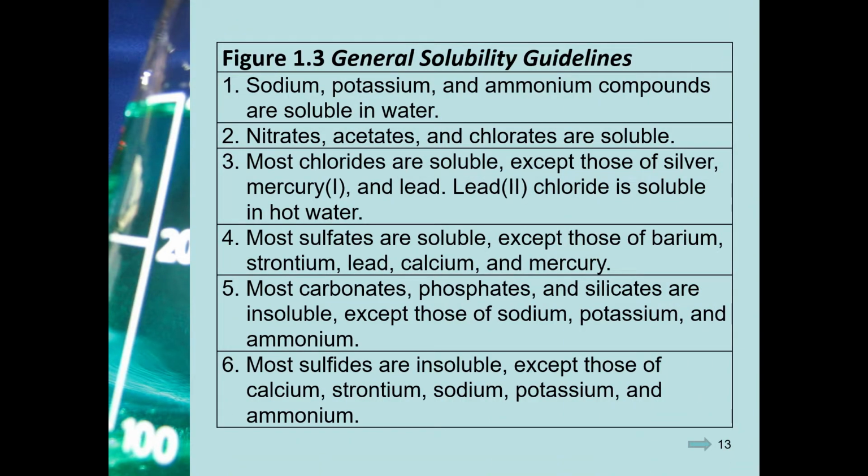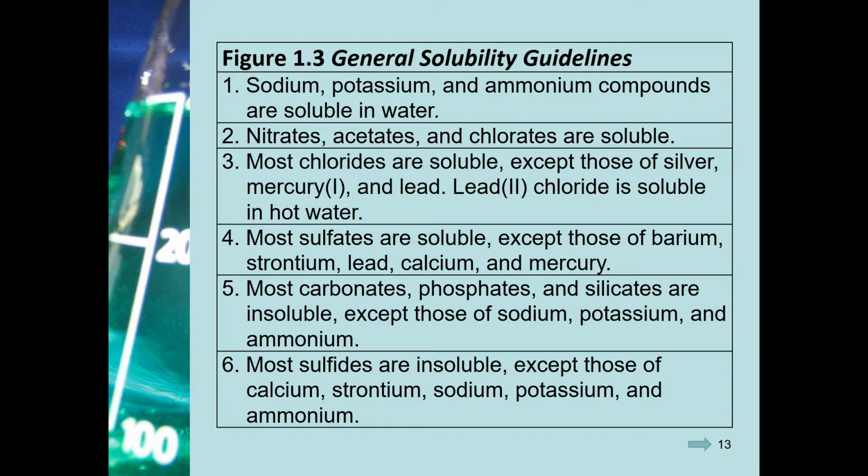So to determine which substances are soluble and which are insoluble, we have this chart to give us that kind of information quickly. Let's look at it in a little more detail. Number 1, sodium, potassium, and ammonium compounds are soluble in water. So if it is a compound that begins with sodium, potassium, or ammonium, it's going to be soluble in water. Number 2, nitrates, acetates, and chlorates are soluble in water as well.